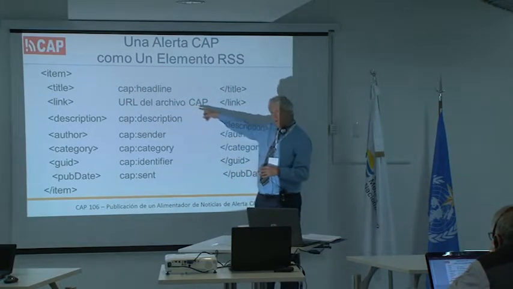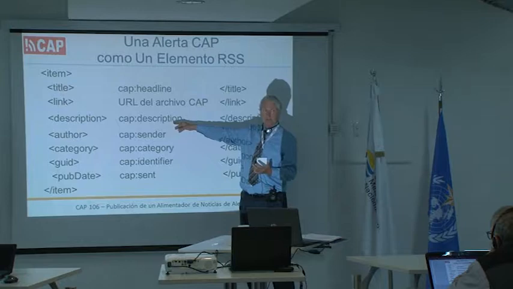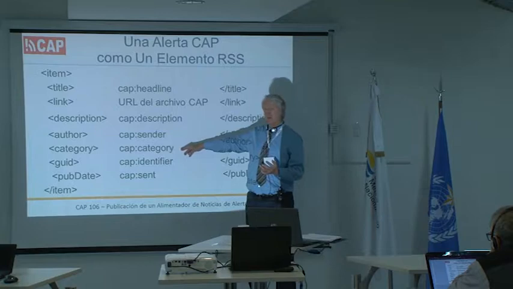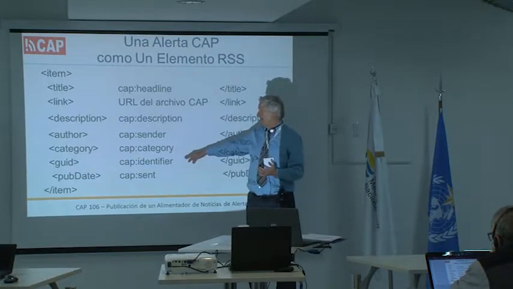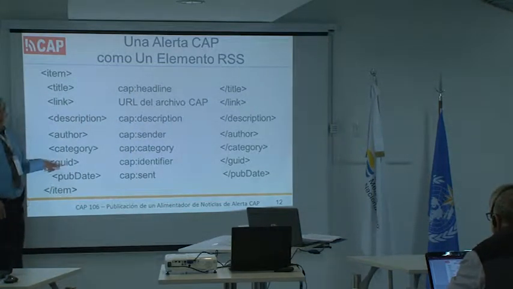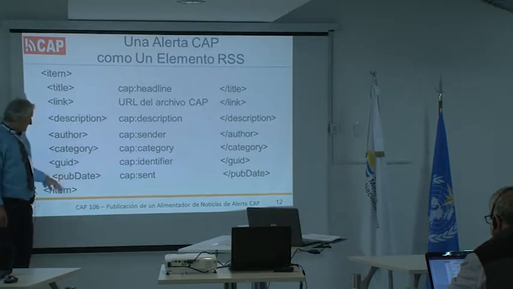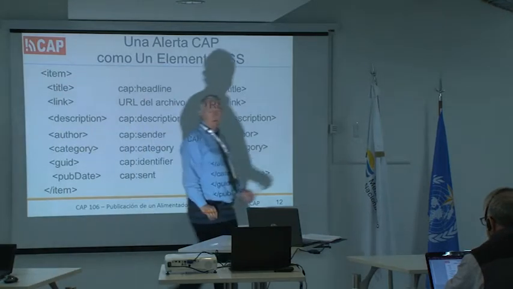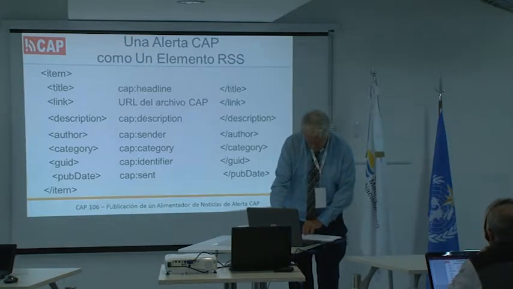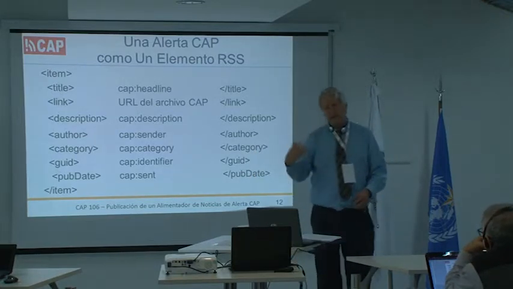What's the link? Well, it's the URL that points to your file. What's the description? The CAP description. What's the author? In CAP, we call it sender. Category, we call it category in CAP. Globally unique ID, that's this GUID thing. That's an identifier. CAP identifiers are globally unique, so that's the GUID. The publication date is in CAP called sent. It's the time at which you sent it. That's when it was published. Okay, so that's how you go from a CAP alert to make a CAP news item.